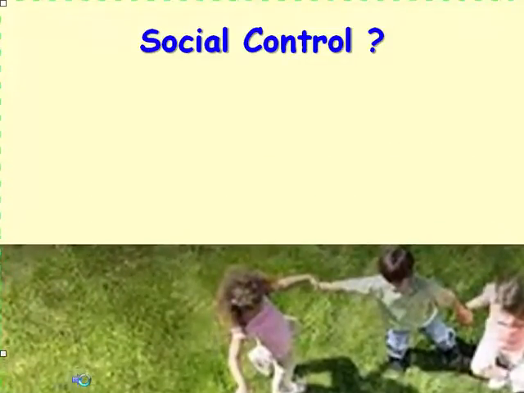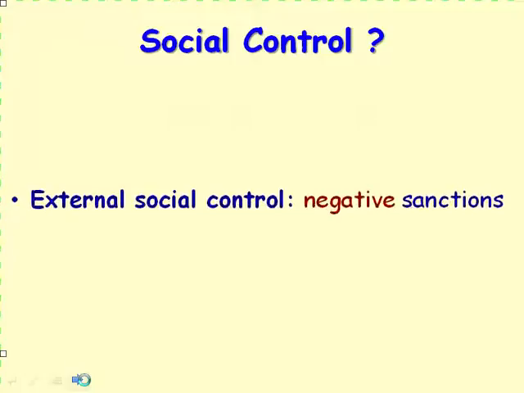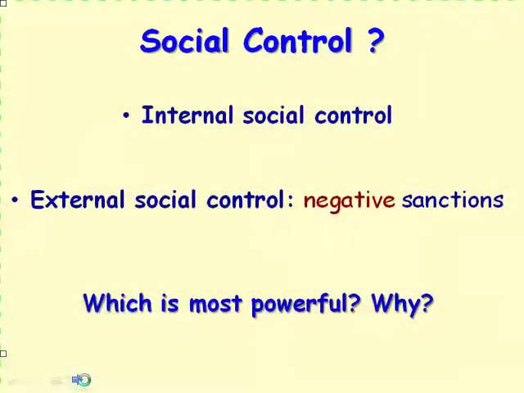Internal social control takes place when individuals internalize norms and values and control themselves. They follow these norms and values in their lives. External social control consists of negative sanctions that prescribe certain behaviors and punish rule breakers. Which is the most powerful, internal or external social control? What is your reasoning for your answer?